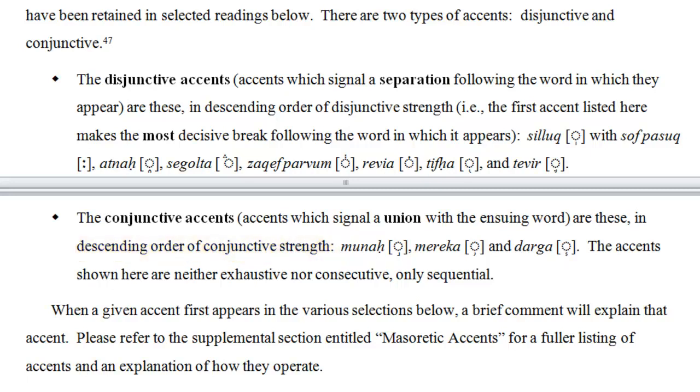Please be aware that this selection of simply 3 of several conjunctive accents is not exhaustive, nor is it even consecutive. You will find some conjunctive accents in the consecutive list that will intervene between these three, but these are some of the more prominent ones, more frequently occurring conjunctive accents.